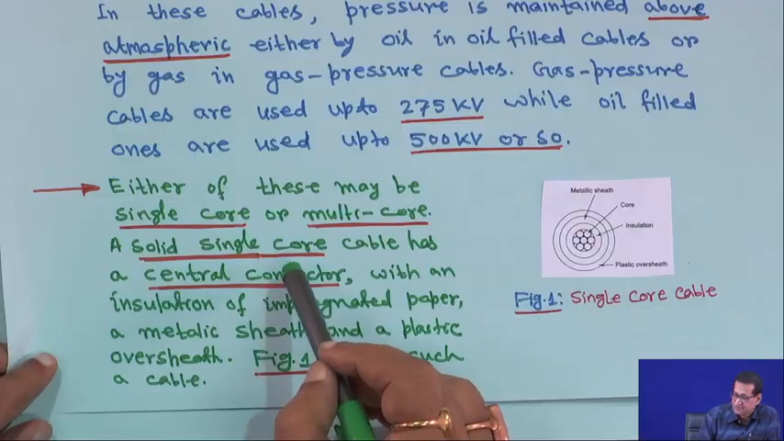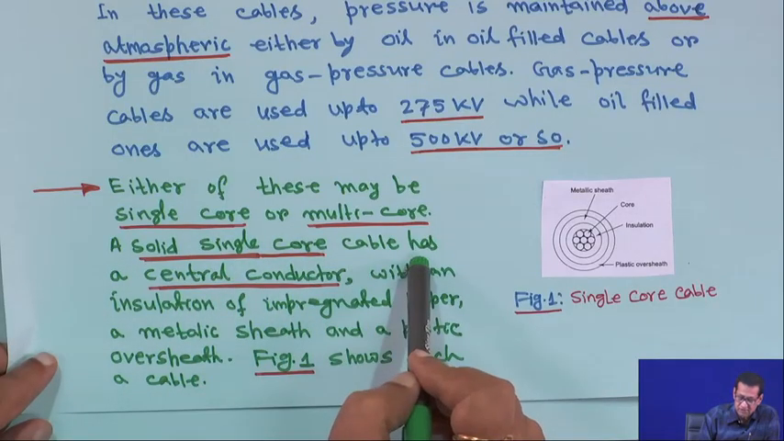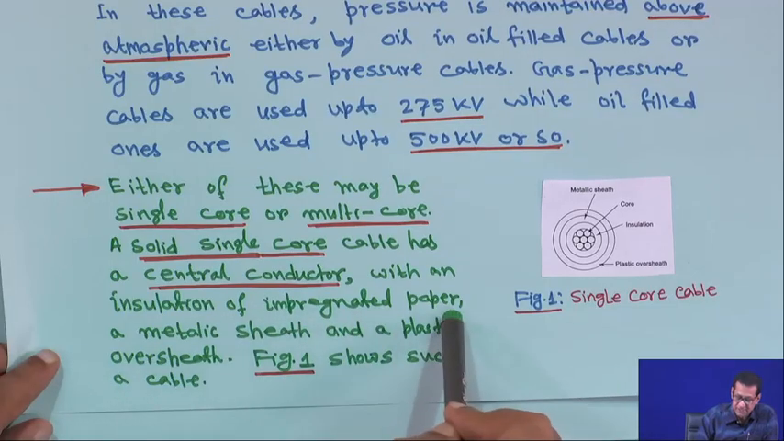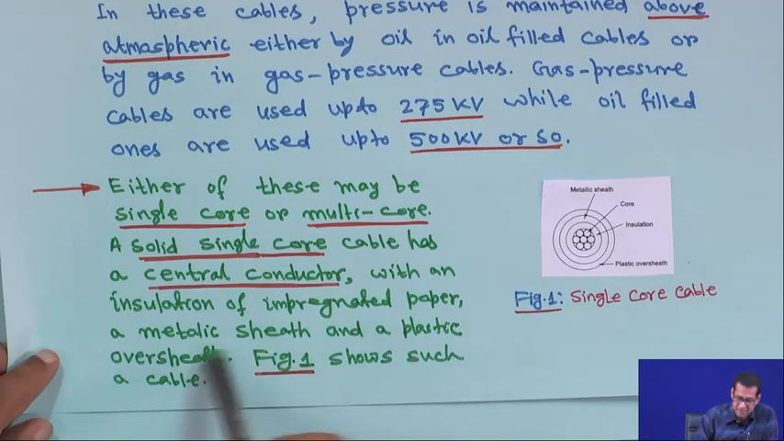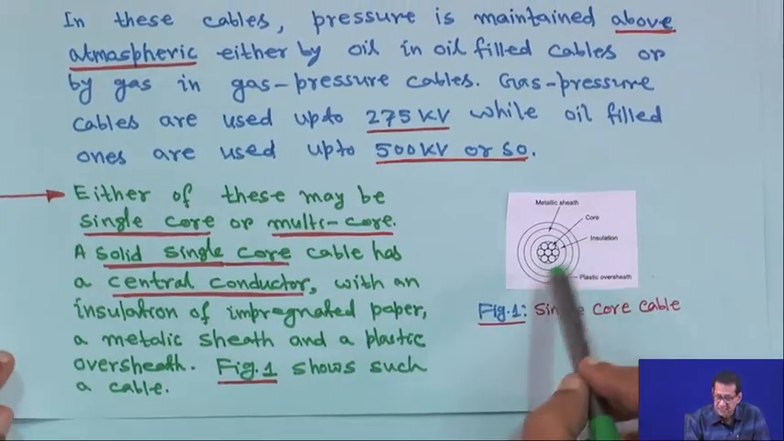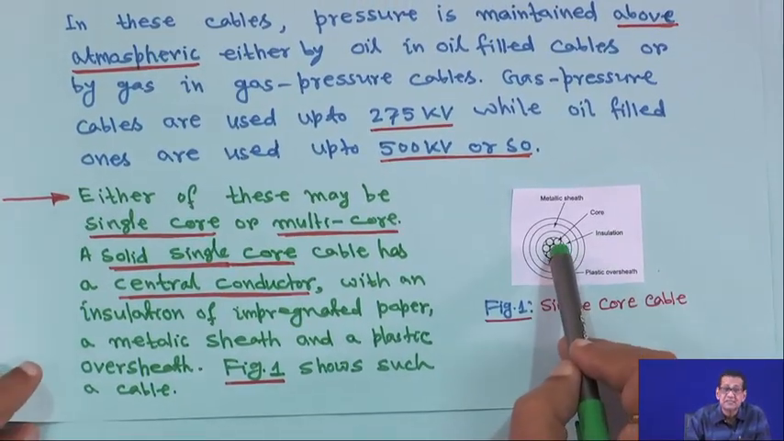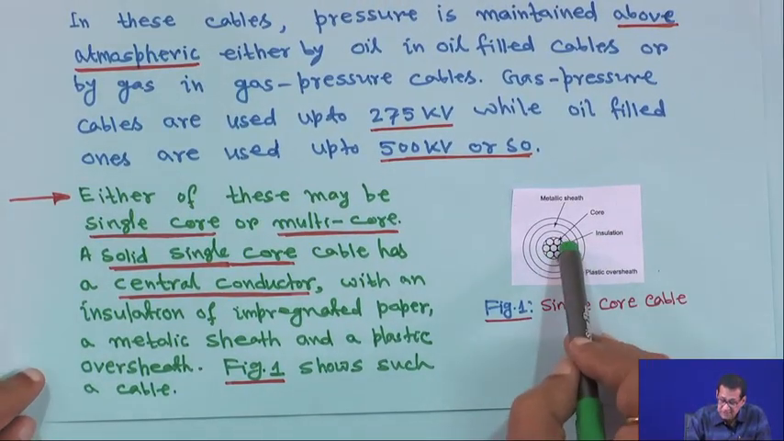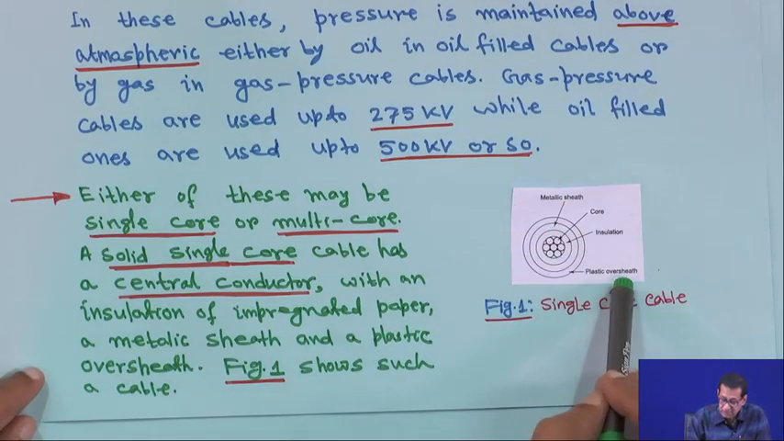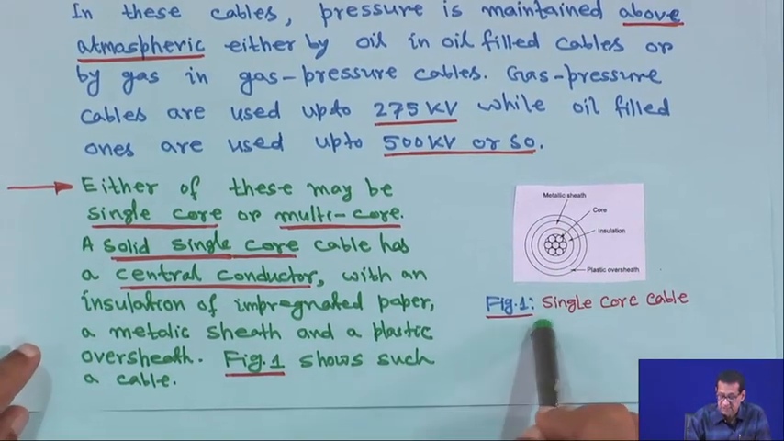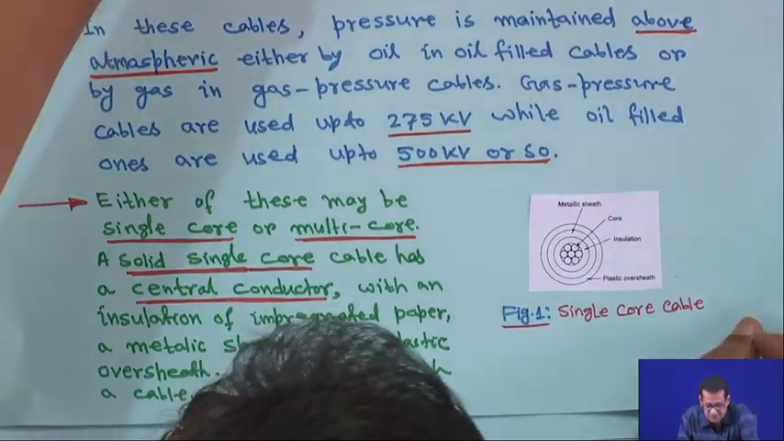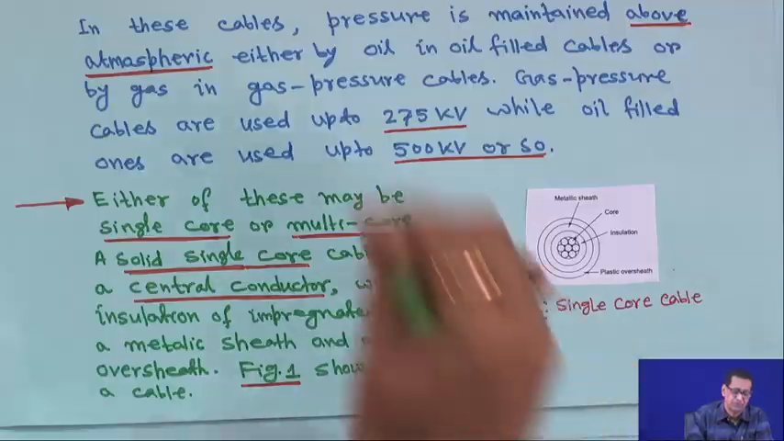A solid single core cable has a central conductor with an insulation of impregnated paper, a metallic sheath and a plastic oversheath. Figure 1 shows this. This is your core, the conductor is there. Then you have the insulation, over the insulation the metallic sheath is there, and then the plastic oversheath is also there. This is a single core cable, right. This diagram I have taken from a book.